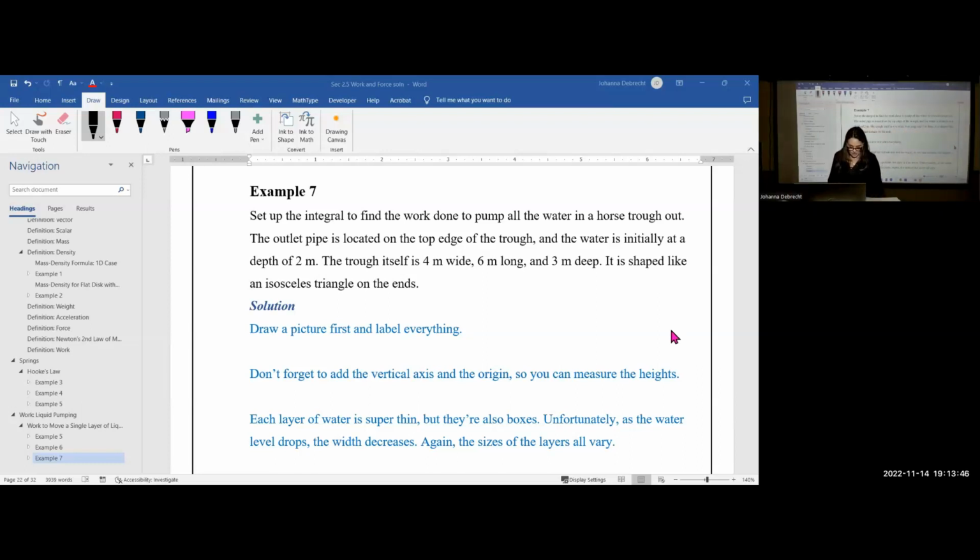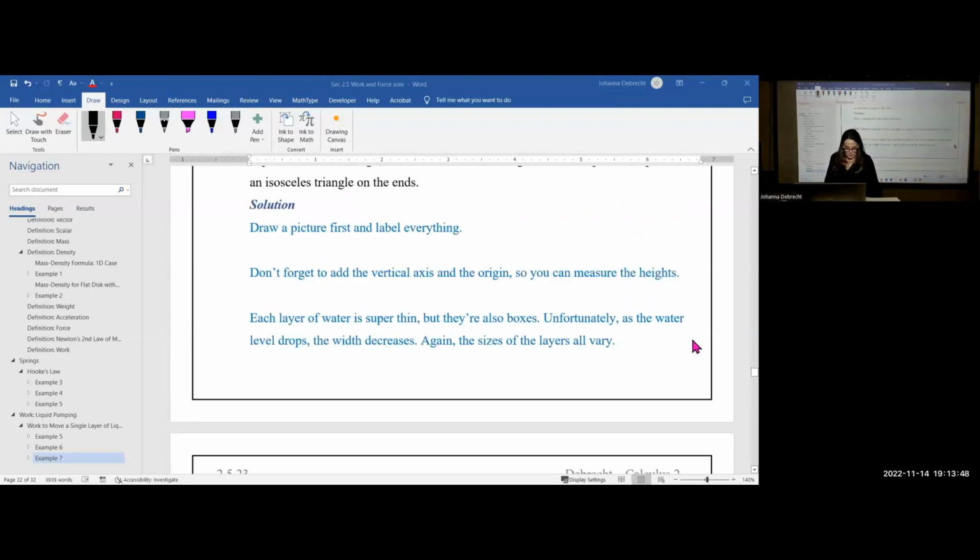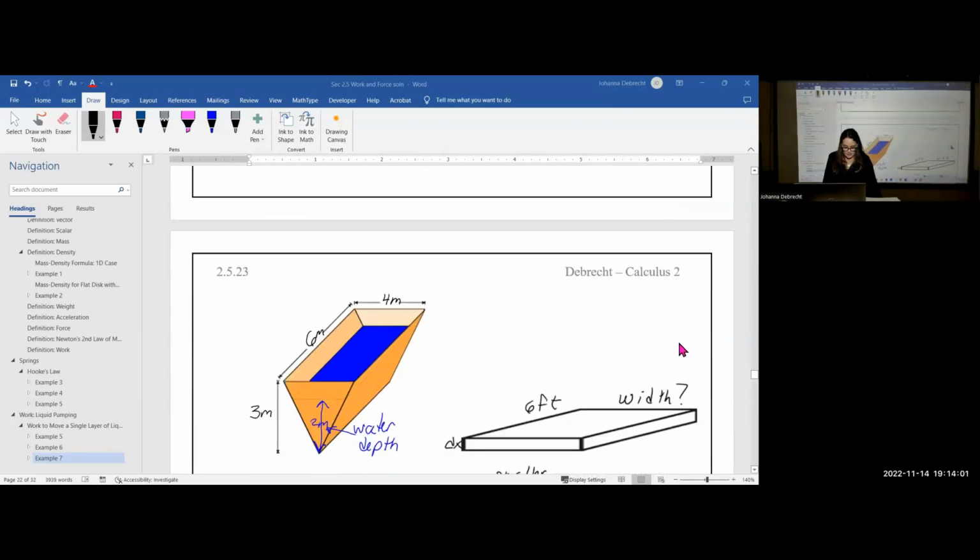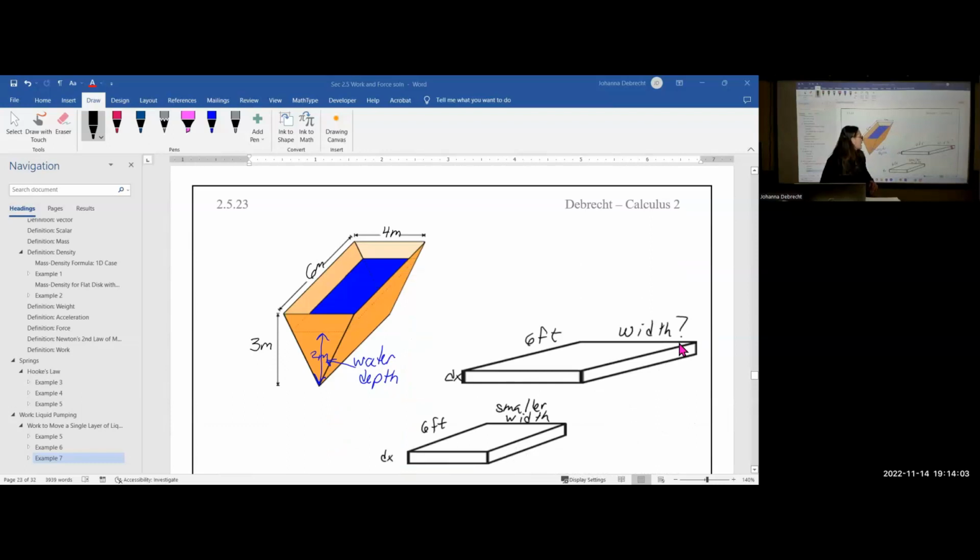So we want to draw a picture. We want to label everything. Remember to put in the vertical axis and the origin. And then we want to figure out what shape the surface of our water layers are going to have so that we can compute the volume. Now, this is what the tank looks like when you're looking at it here. So it is this kind of shape, and I've made one out of cardboard just so I could sort of indicate to you what it looks like. So I've cut away this end so you can see inside. This end is an isosceles triangle, so it's made out of cardboard, and the water goes in the top.